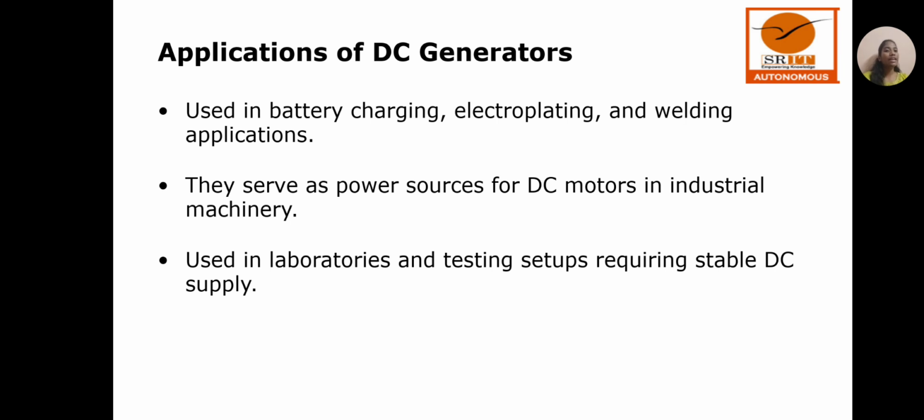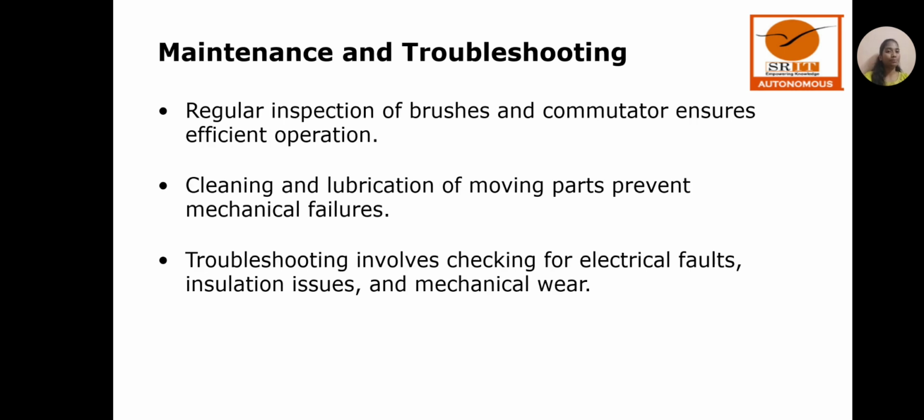Now, applications of DC generators. They are used in battery charging, electroplating and welding applications. They serve as a power source for DC motors in industrial machinery. And the last point, they are used in laboratories and testing setups that require stable DC supply.